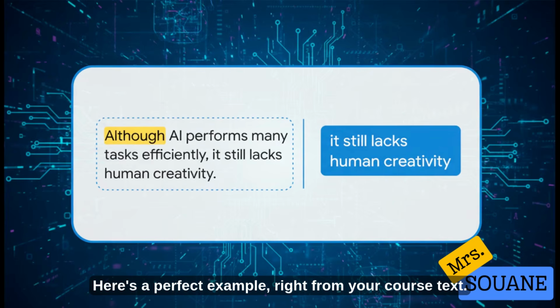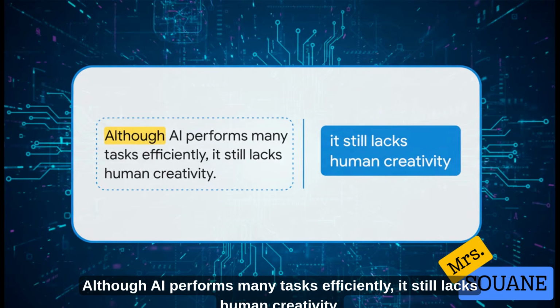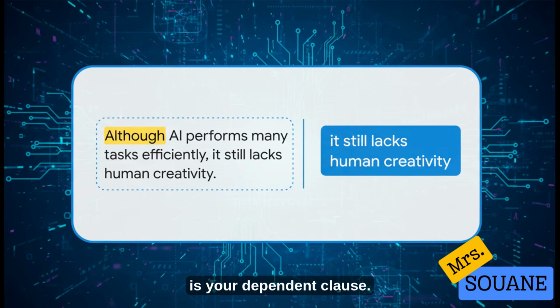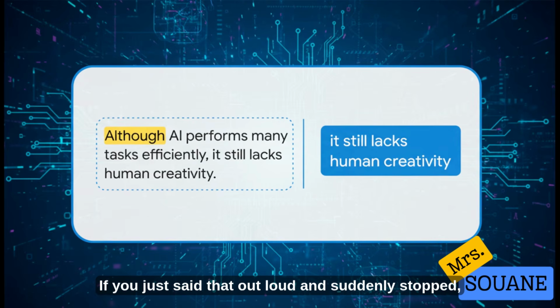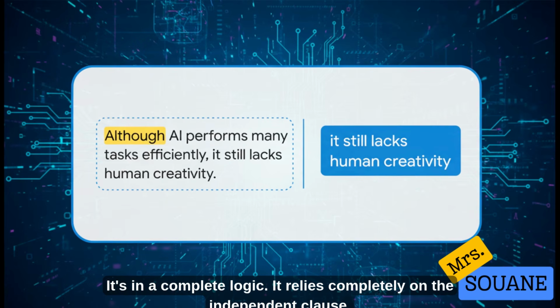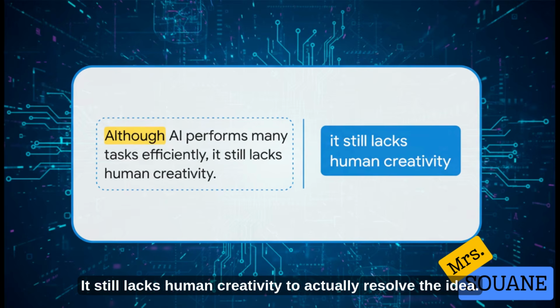Here's a perfect example right from your course text. Although AI performs many tasks efficiently, it still lacks human creativity. That first phrase, although AI performs many tasks efficiently, is your dependent clause. If you just said that out loud and suddenly stopped, people would literally just stand there waiting for you to finish. It's incomplete logic. It relies completely on the independent clause. It still lacks human creativity to actually resolve the idea.